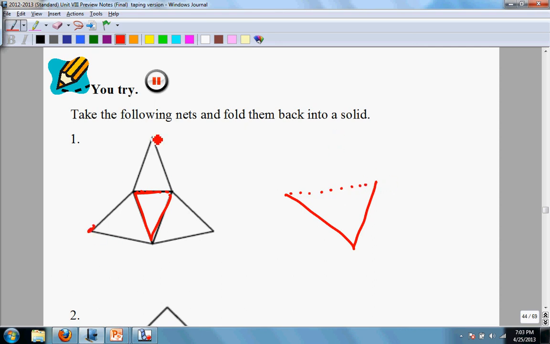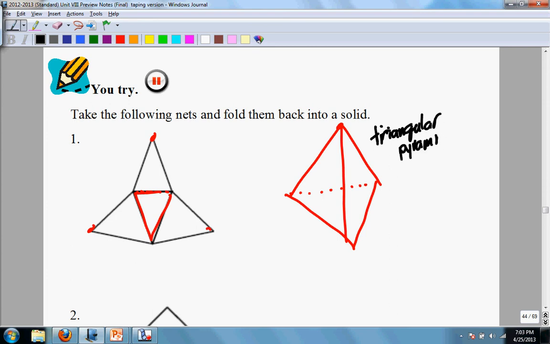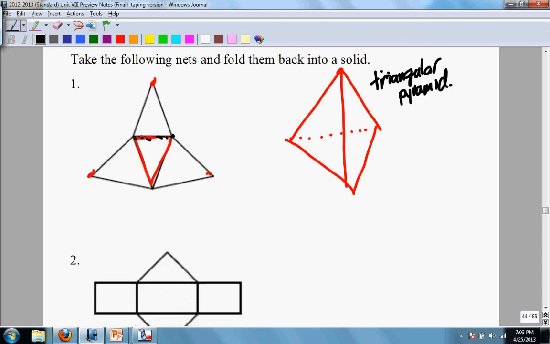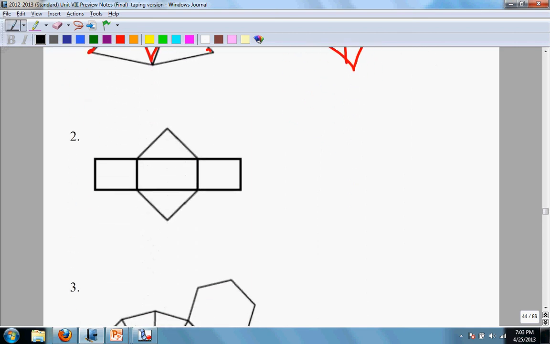These come to a point. So we're coming to a point. And what we have is a triangular pyramid. Again, one of the note things is that you need to dot lines that you cannot see. That defines depth.